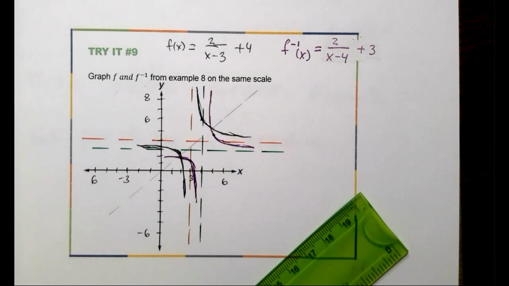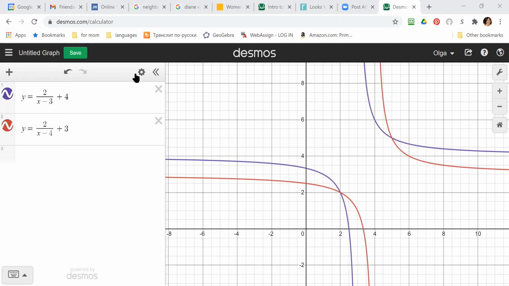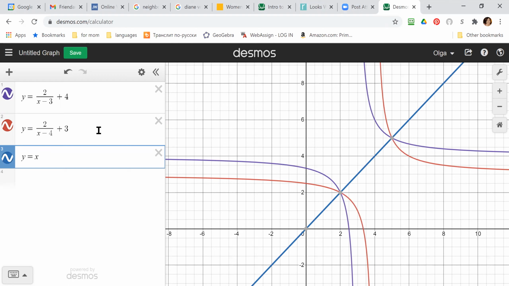And I also used Desmos to graph those lines, and this is what they look like. Some more accurate drawing than mine, chicken scratch. Okay, so hopefully you can see it a little bit better. And here's the identity line. All right. So this concludes this section.